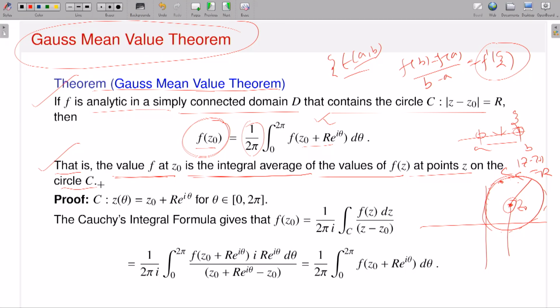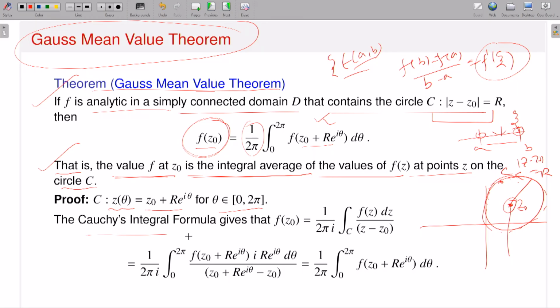So that is also straightforward to prove by Cauchy's integral formula. What is your contour? The contour is a circle with center z naught and radius r. Then you have the parameterization: gamma z of theta equals z naught plus r e to the I theta, where theta runs from 0 to 2 pi.